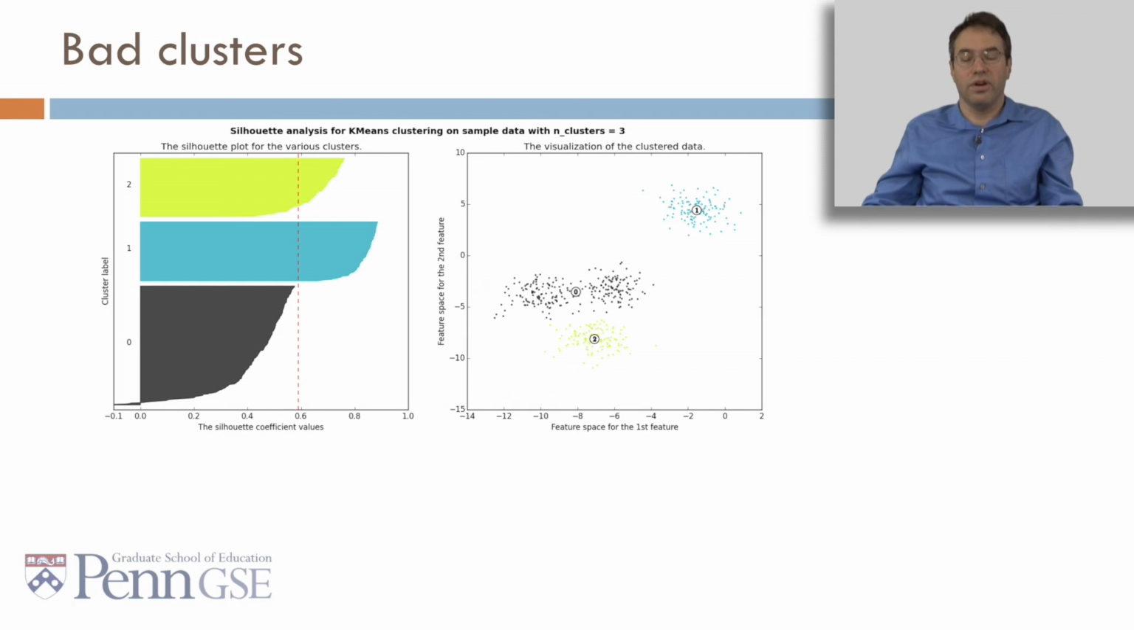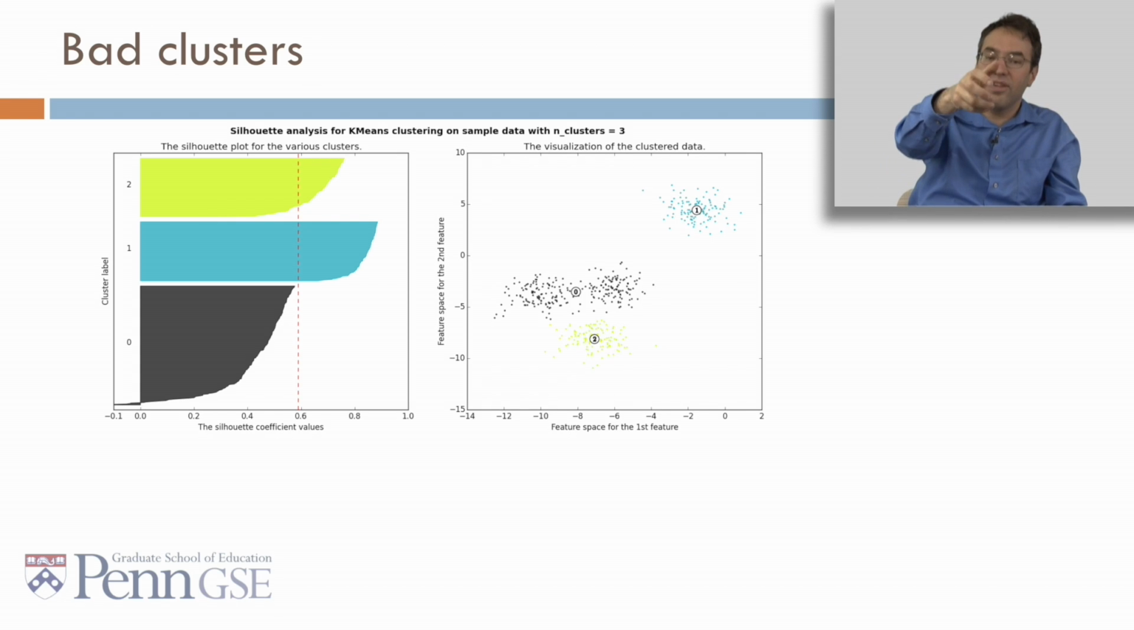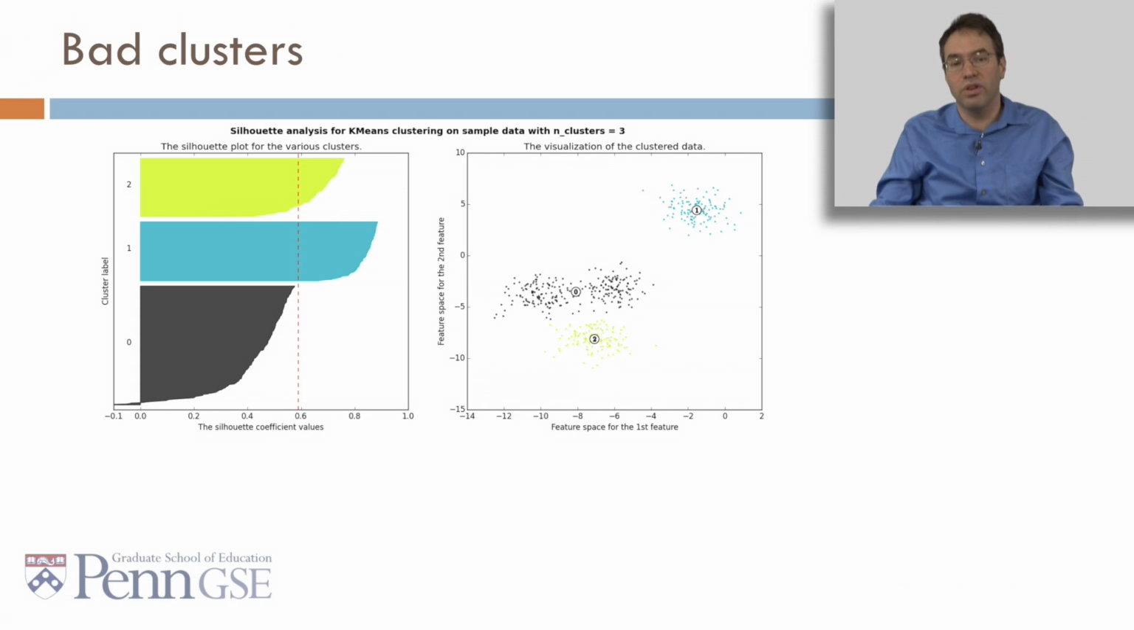Here's a bad clustering. We now have 3 clusters, yellow, blue, and black. Well, blue's pretty good, but black has a lot of data points that are in the middle between the 2 black subclusters that end up being very close to yellow-green. So as a result, we have a bad clustering here, and we have a relatively bad average value, the vertical line.